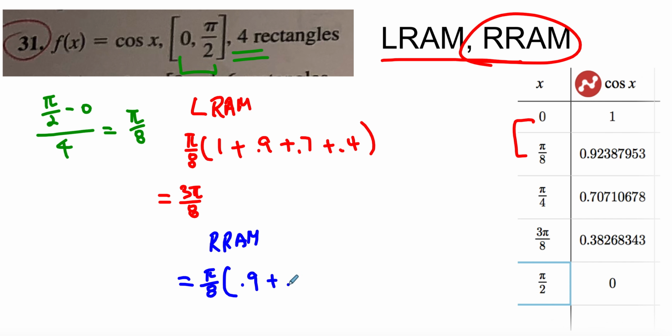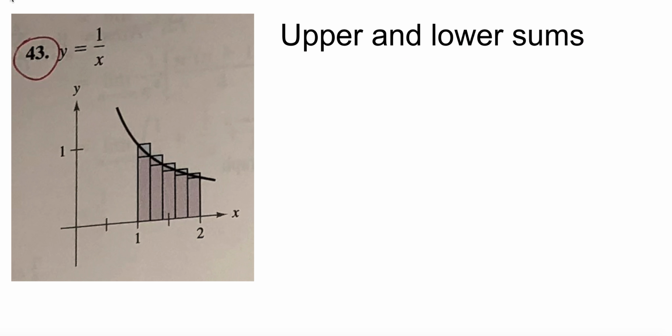The second one is 0.7. The third one is 0.3. And the last one is equal to 0. Then we realize that this one is equal to 2, so we get 2 pi over 8. And the difference between these two ends up being approximately pi over 8. Let's look at the next question.